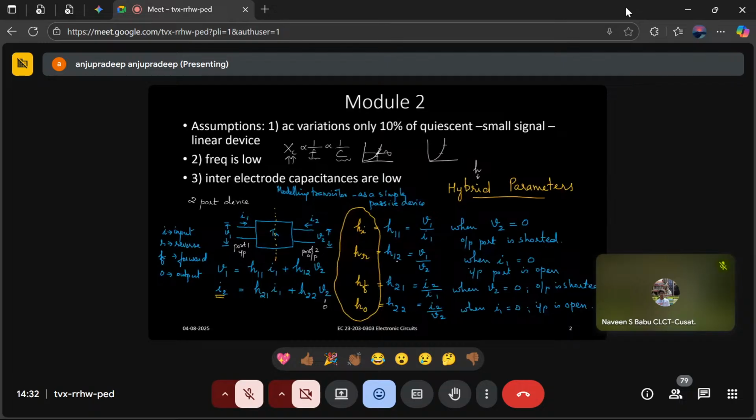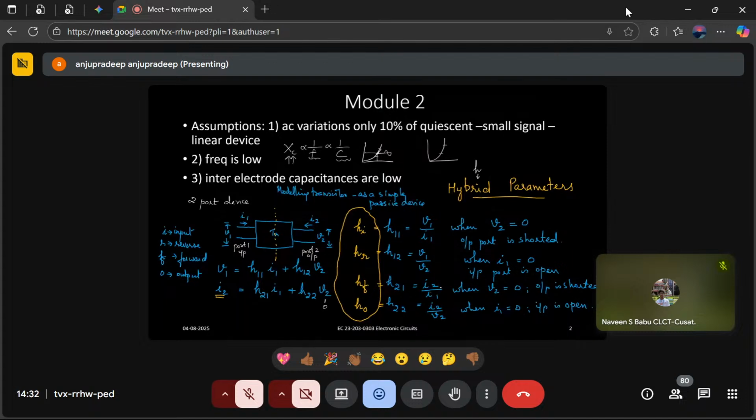The second term, H12, is equal to V1 by V2. Whenever you have a system and you are applying an input voltage at port 1, you expect communication to go in one direction, that is the forward direction from input side to output side. But here what we are doing is finding V1 divided by V2, input voltage divided by output voltage. So we are going in the opposite direction, so you call it reverse.